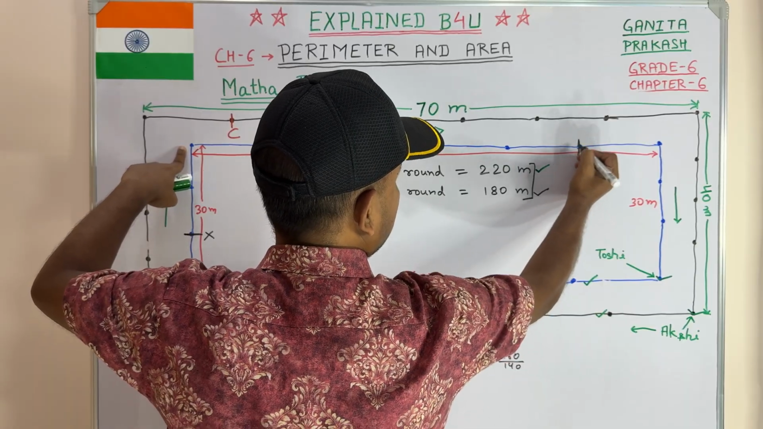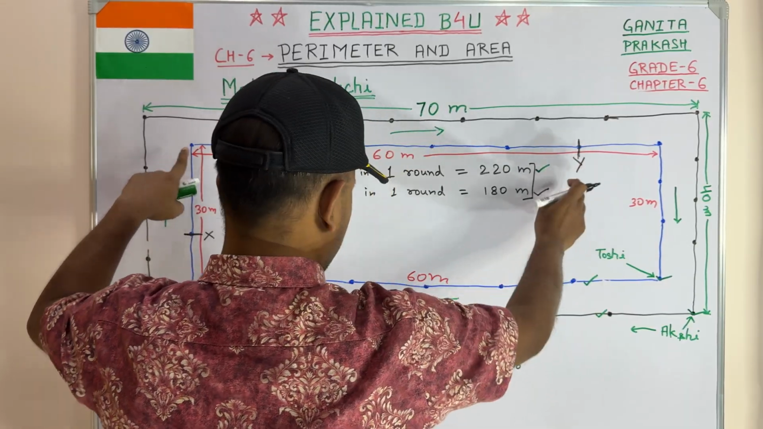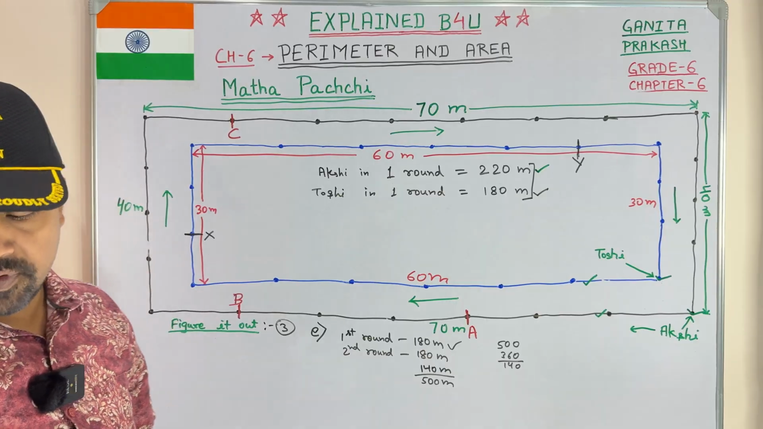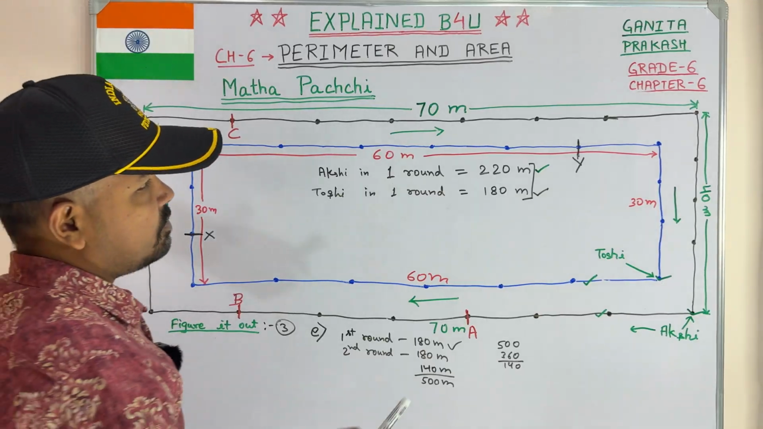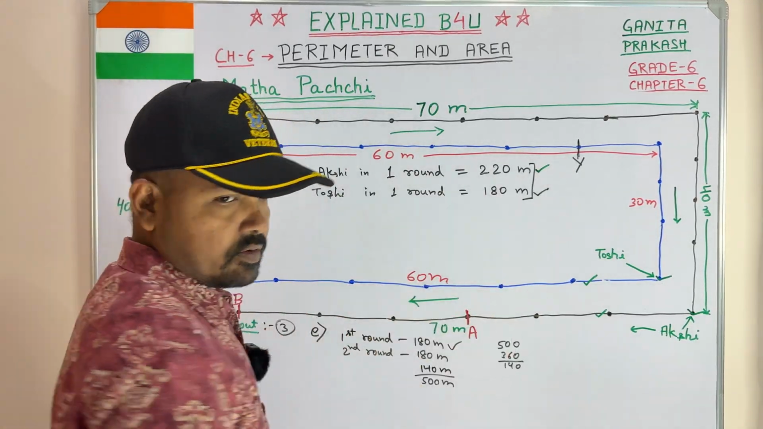So she will be at this point. So this point is Y. After 500 meter, Toshi will be here. Okay.